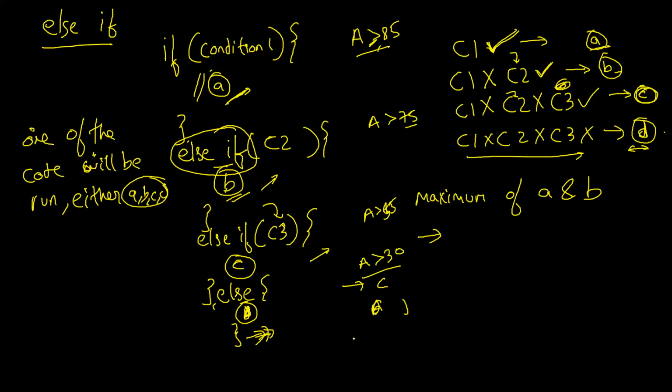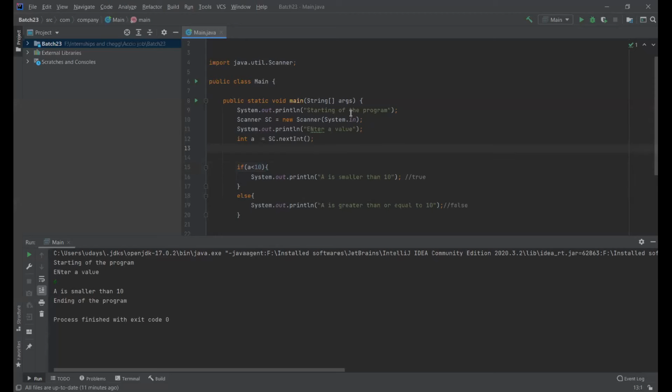Okay, so let me show the code. So there you go. Enter a value. I'll write another value as well. I need two values for this. I think the screen is visible now. Sure.